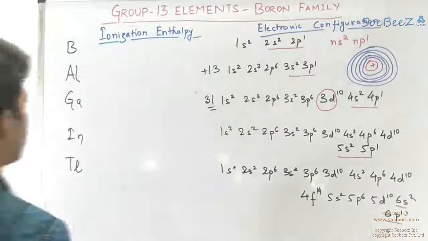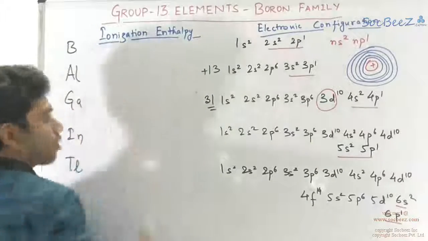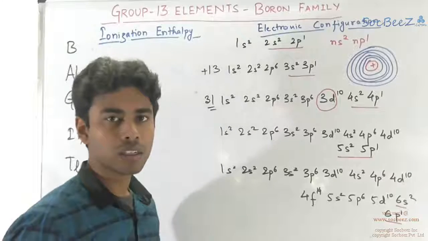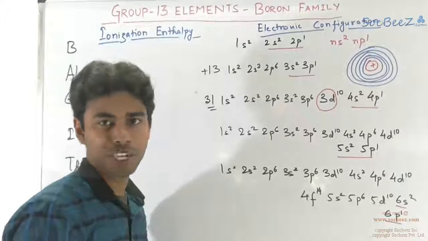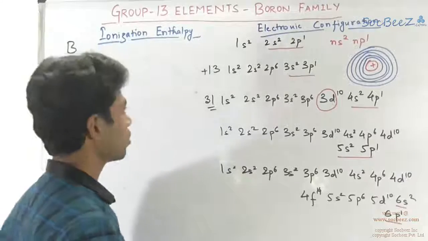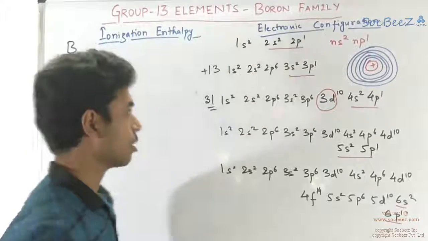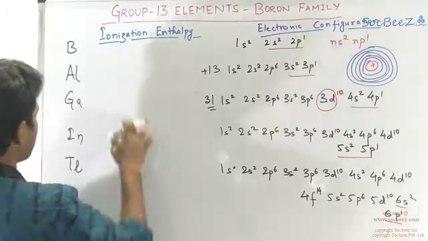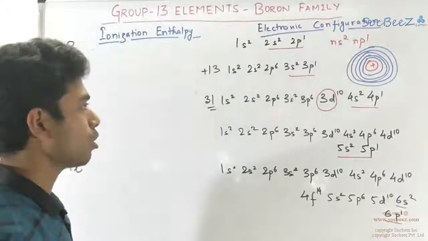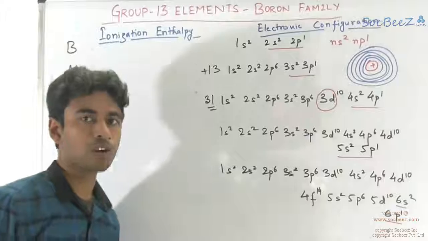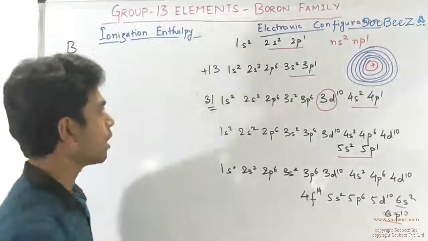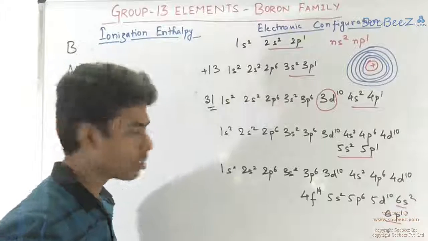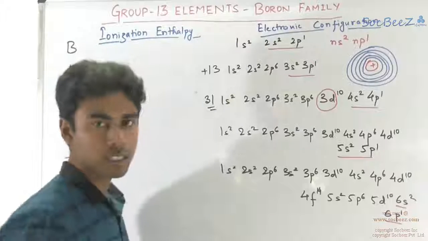Now, ionization enthalpy values. What is ionization enthalpy? First of all, ionization enthalpy is the energy required to dislodge an electron from its shell, to dislodge any electron from its shell. Now, again, the trend for ionization enthalpy is also not smooth. What do you expect? You expect that as the size increases, as the atomic radii increases, the ionization enthalpy must decrease.